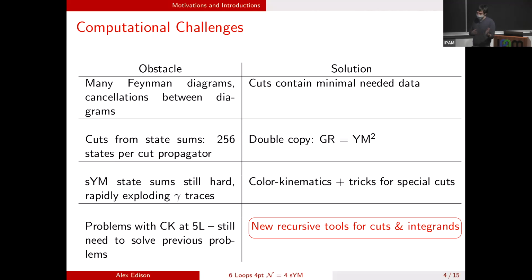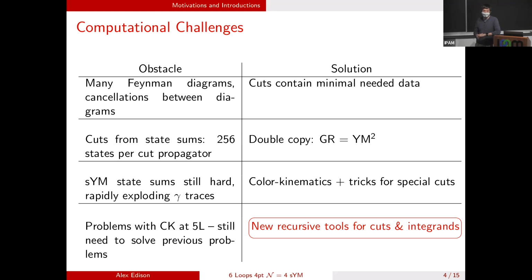But there's still the problem that in super Yang-Mills, the state sums are still hard. It's not the bosonic part, but it's the fermionic part. You get gamma traces. For instance, at 6 loops, you can end up with 28 gammas in a single trace. You don't want to do that on the computer every single time you need to evaluate something. It's also explosively bad.